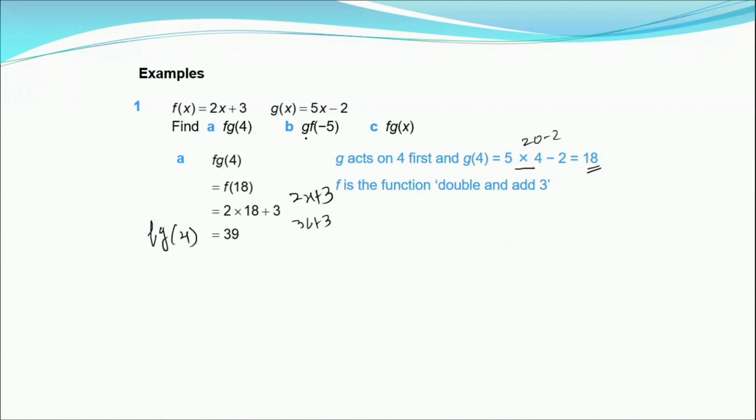Now let us find g(f(-5)). So now what will be solved first? We will first solve f(-5). So f acts on minus 5 first. Function f is 2x plus 3. In this function, we put the value of x as minus 5. 2 times minus 5 is minus 10. And minus 10 plus 3 is minus 7.